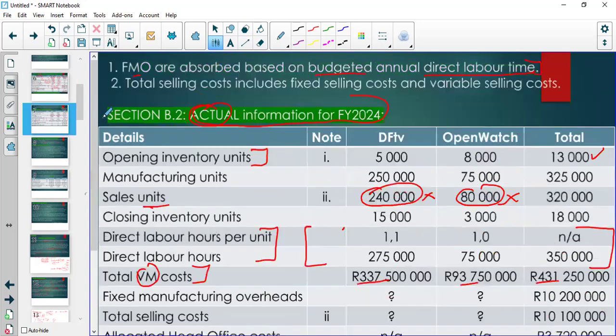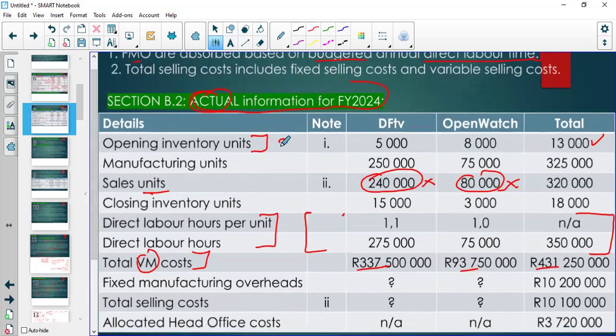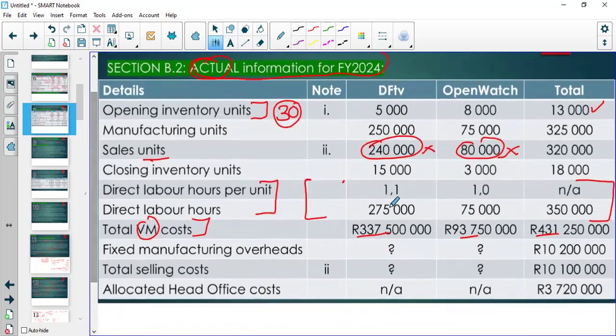Now we need the actual number of hours to see how much we really allocated, because for each actual hour it's 30 rand. What do I have here? This is direct labor hours per unit. I'm going to test if this is correct. So I produced 250,000 units, each taking 1.1 hours on average. So it's 275,000. I'm not sure why they gave us this and that. So it's 275,000 actual hours, and I assume here it's also 75,000 actual hours.